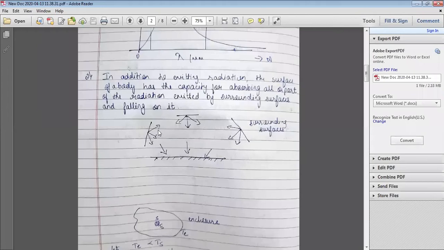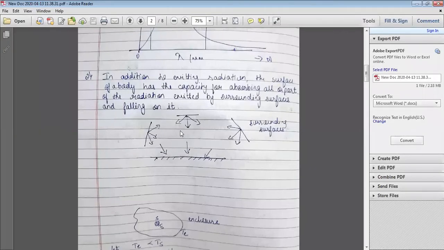These are my surrounding surfaces. I call these three surfaces my surrounding surfaces. And this is my surface. These three surfaces are emitting rays in the form of electromagnetic waves, in all directions. Out of these, there are three waves which are falling in place.